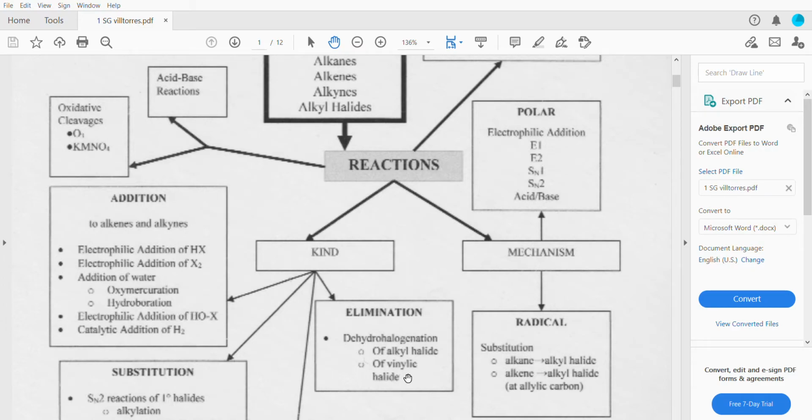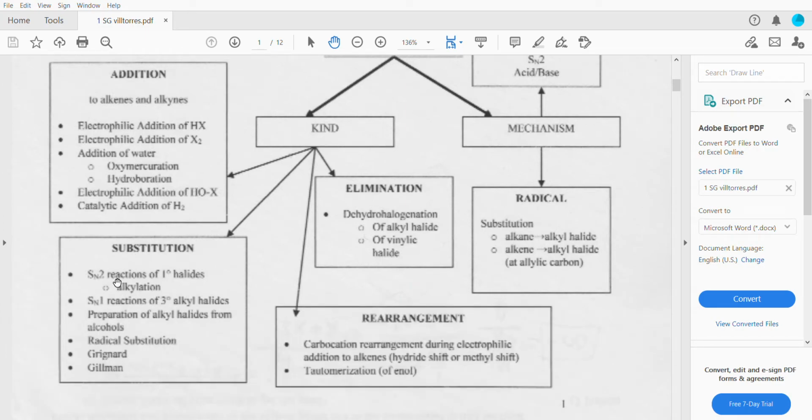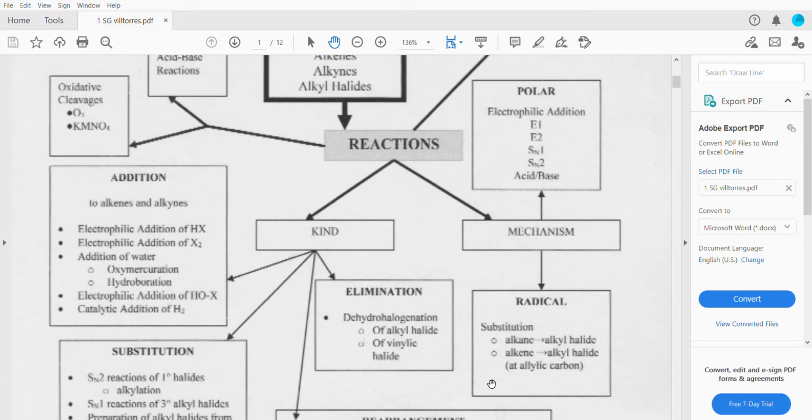Elimination, dehydrohalogenation of alkyl halide and vinylic halide. Substitution reaction, SN1 and SN2. SN1 typically with tertiary alkyl halides and SN2 with primary halides. Grignard reactions, radical substitutions, Gilman substitutions, those are typical ones. Rearrangements, basically carbocation rearrangement during electrophilic addition of alkenes and tautomerization of enol. So those are typical reactions that you might have learned.